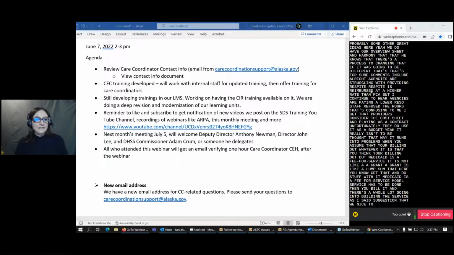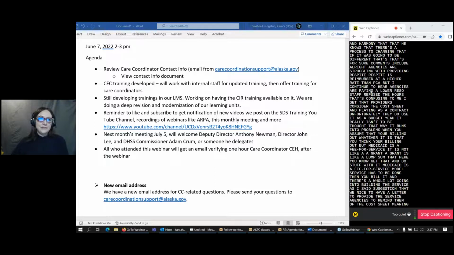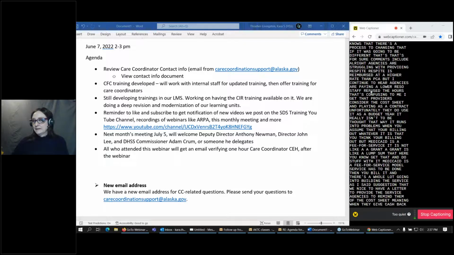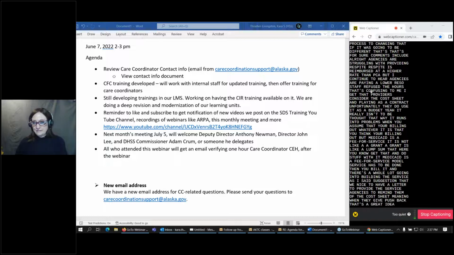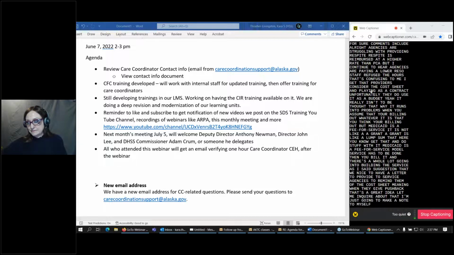Suggestion: it would be nice to have a letter to provide to service agencies to remind them of the cost sheet's meaning when they give pushback. That's a great idea. Let me inquire about that. I'm just going to make a note to myself.